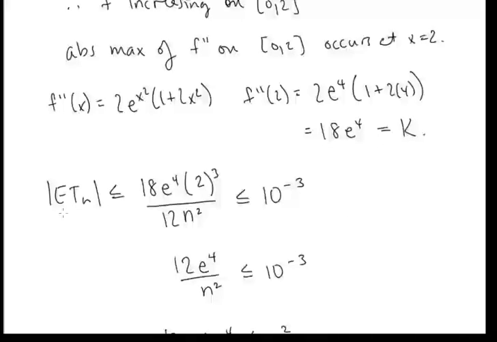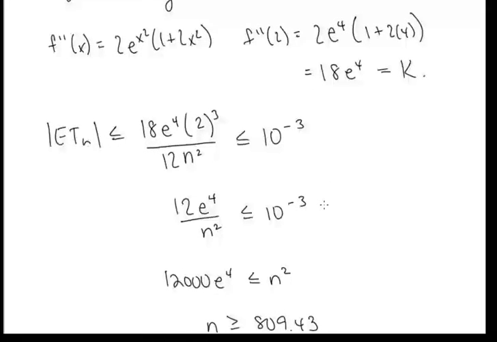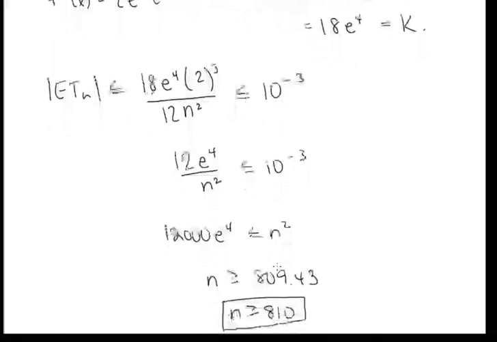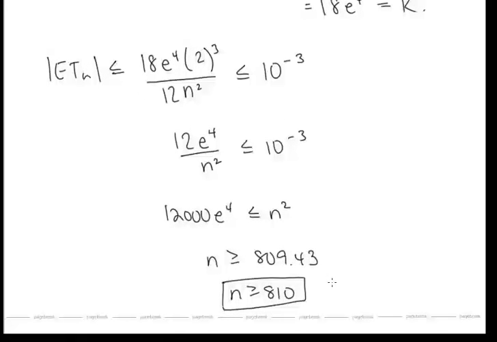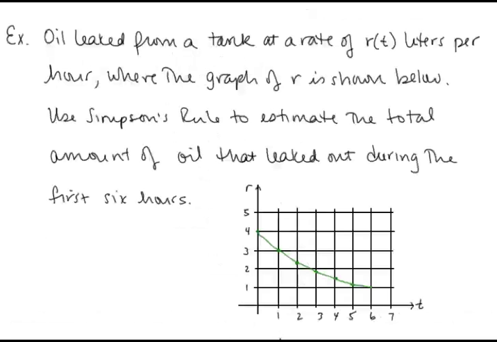Now we go back to the formula for the error bound on the trapezoid rule, and we're using 18e to the 4th as k. And we put in our b minus a, which is 2, and we have 12n squared in the denominator. Remember that we're solving this now for n. We're trying to find out the number of subintervals we need to get our error to be less than or equal to 10 to the negative third. So we simplify a little bit more here. Solve for n, we get n has to be greater than or equal to 809.43, so let n be greater than or equal to 810 subintervals, and that's going to give us the number of subintervals we need for this approximation.